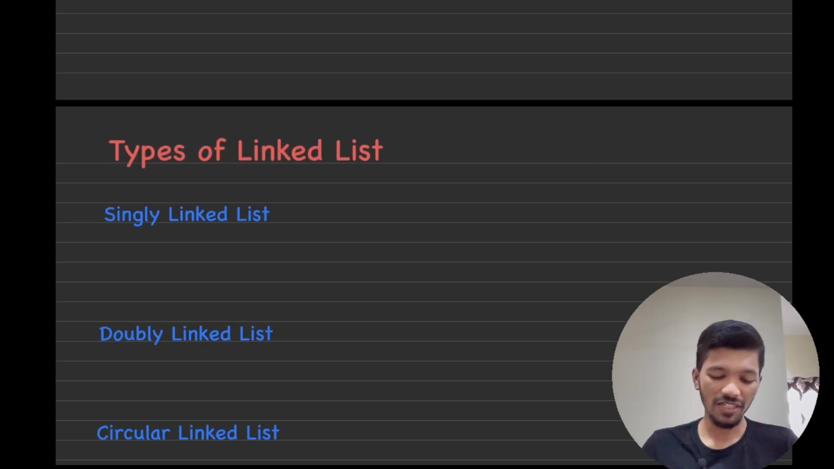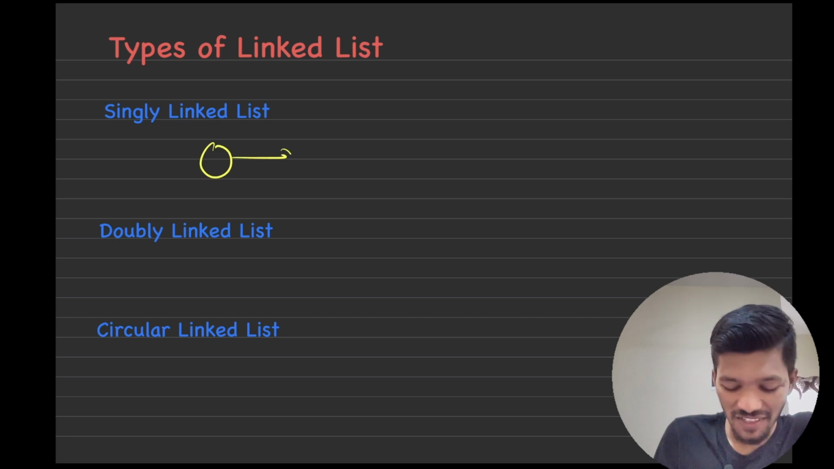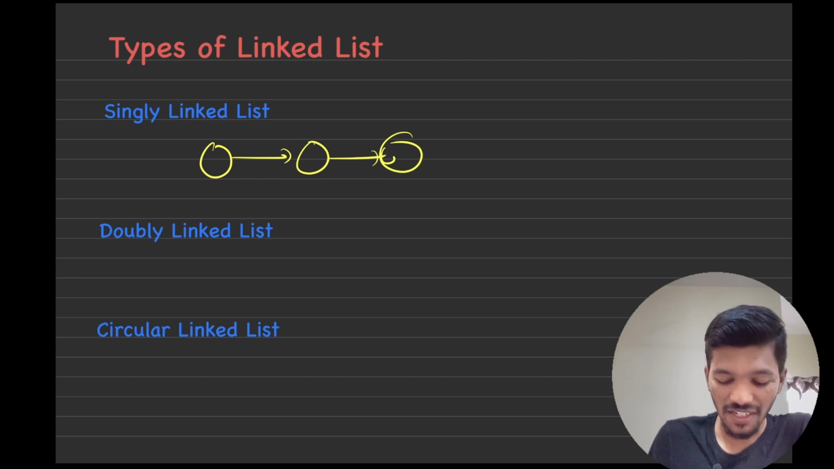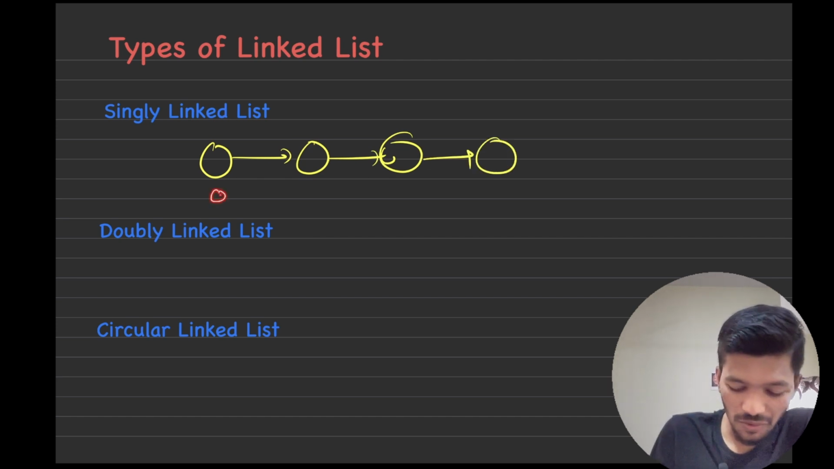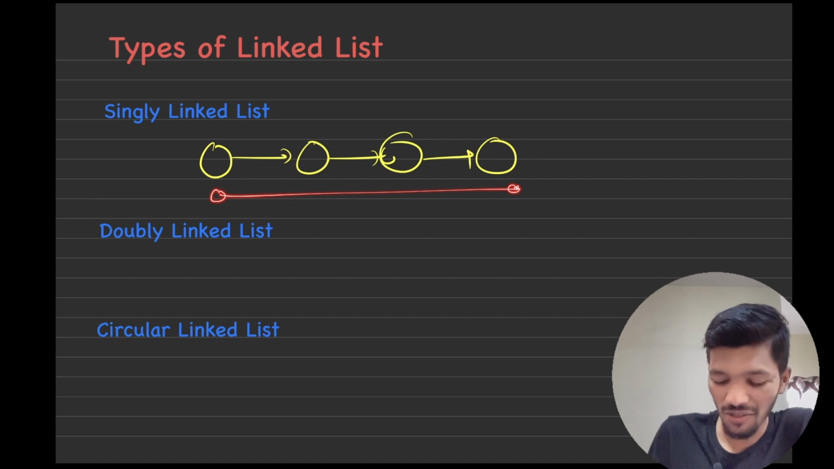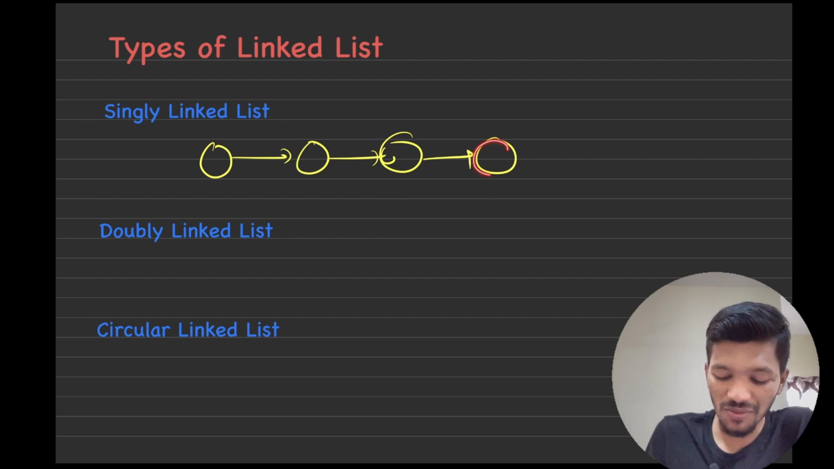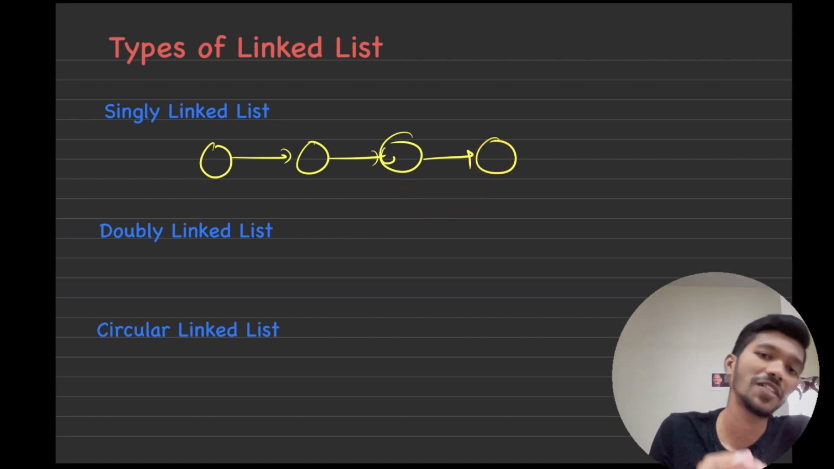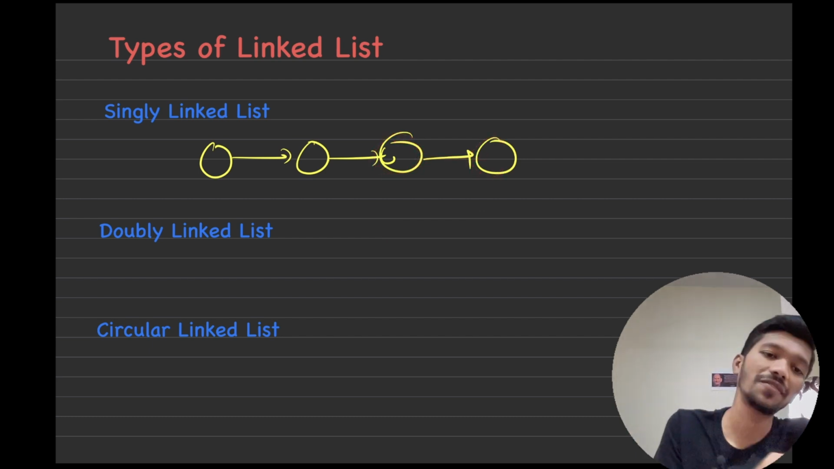Now there are basically 3 types of linked list: single linked list, double linked list, and circular linked list. In a single linked list, every single node stores the address of its next node. If you see carefully, I'm able to move from this node till the last node, but I cannot move from the last node to the first node. This is not possible, because this node is not storing the address of its previous node. Every node is storing the address only of its next node, but not of its previous node.